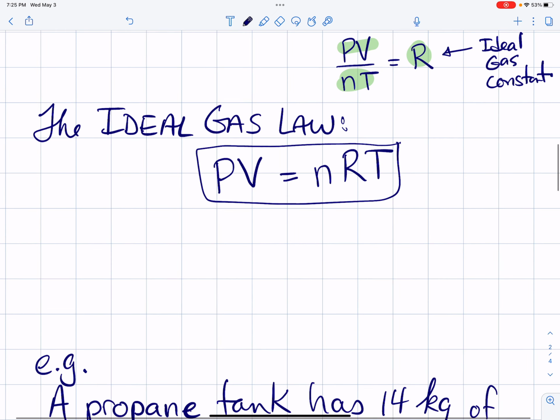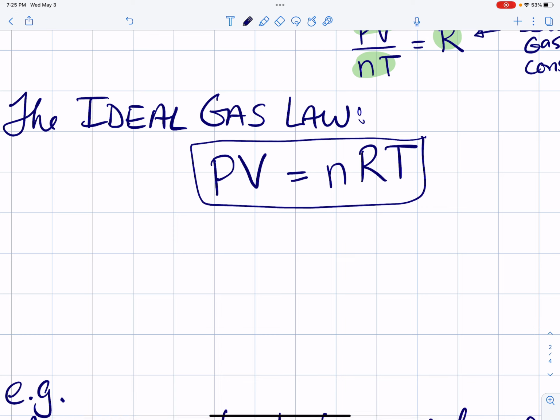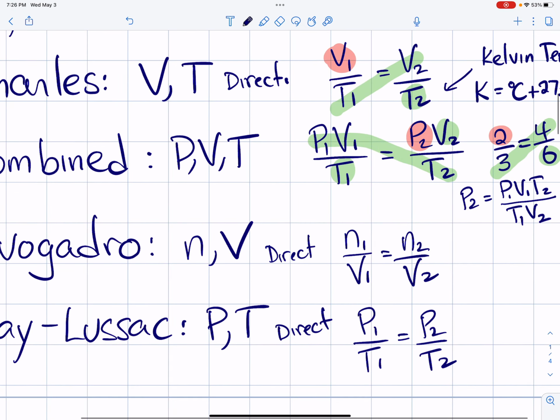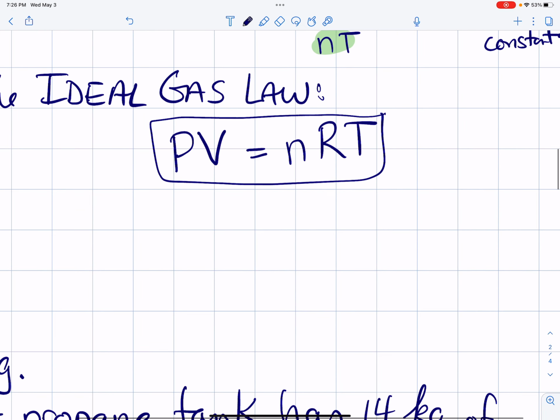Okay? Now notice it has only one of each variable. Instead of a P1 and a P2, there's just P. Instead of V1 and V2, there's just V. So in this gas law, there are no changing conditions. You use the ideal gas law when there's only one set of conditions in the question. Only one pressure, only one volume, for example. Okay? The other gas laws are for where we have changing conditions. The ideal gas law is where the conditions are not changing.